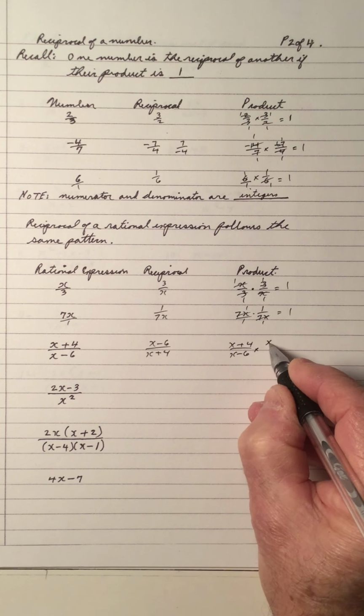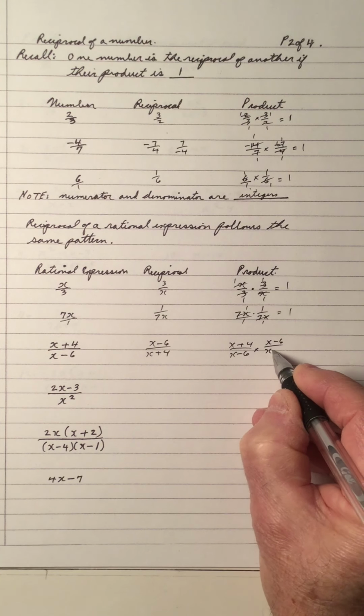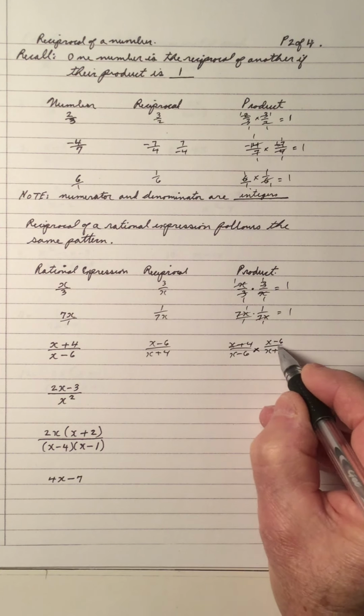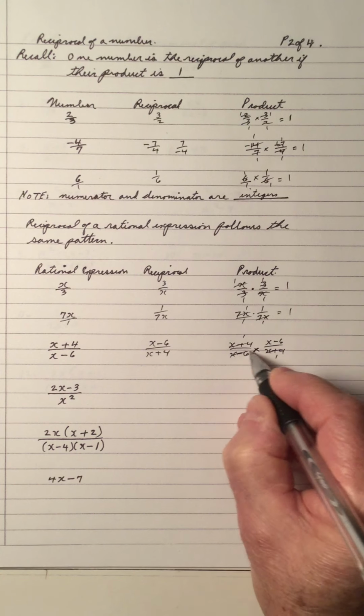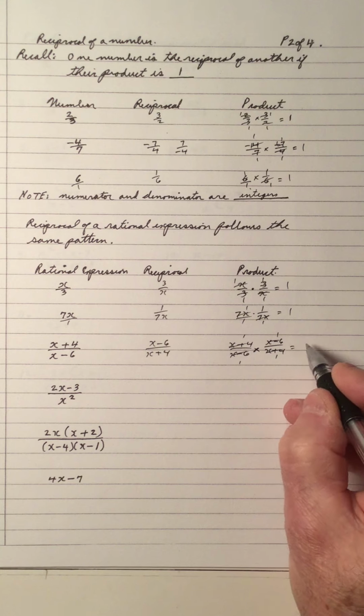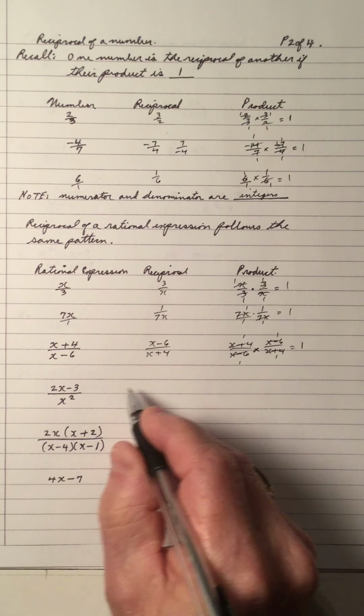We're multiplying, so we get x minus 6 over x plus 4 times its reciprocal. Because we're multiplying, we cancel top to bottom anywhere. The x plus 4's cancel, the x minus 6 cancels. I get 1 over 1, which is 1.